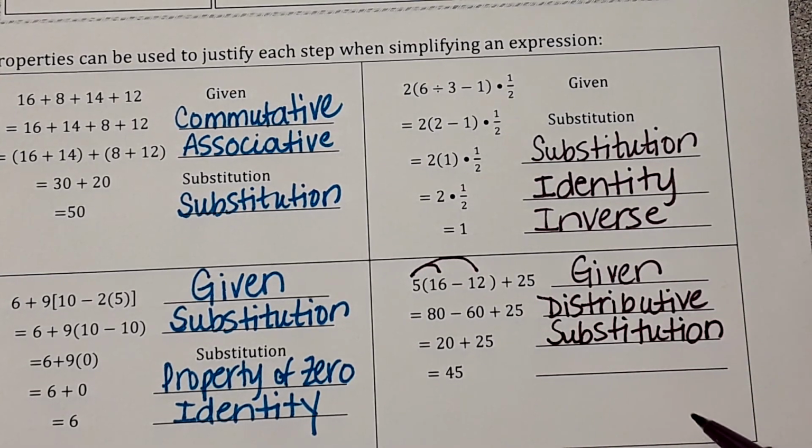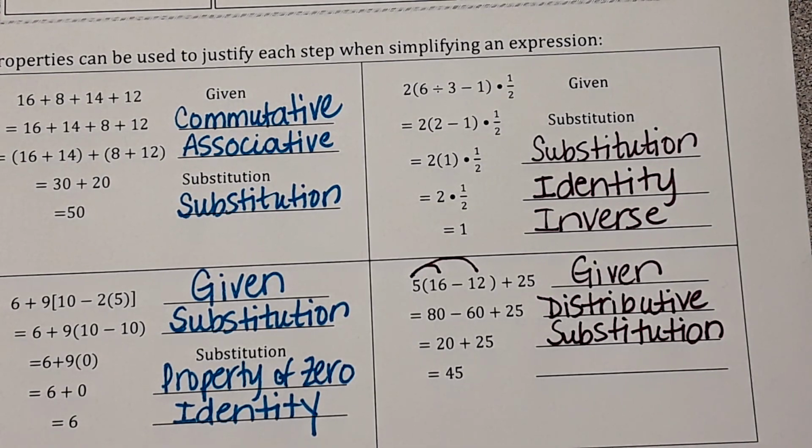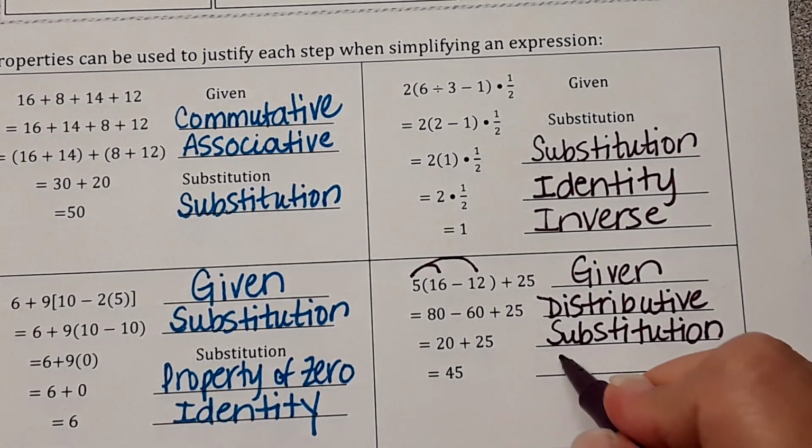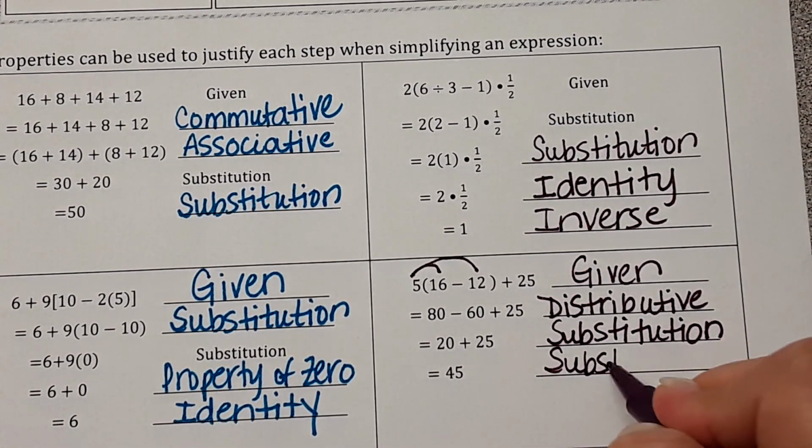We're practicing. 20 plus 25 gives you 45. There's not 1, there's not 0. So what do you think, you guys? Come on. What do you think should be here? We're replacing 20 plus 25. We're replacing. What do you get? Come on, you can do it. What would you say? Did you say substitution? You got it, you guys.